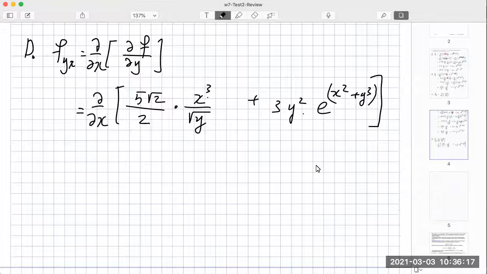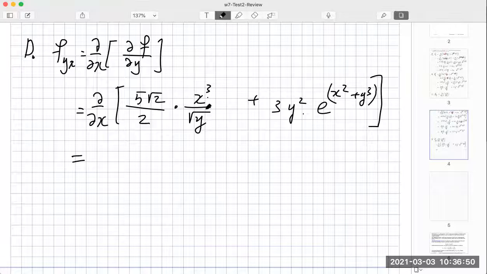So now let us continue. Here in question D, we want to compute f_xy. It means we take the partial derivative with respect to x of df over dy. In part B, we know that f_y, the partial derivative with respect to y, is this term. Plug it in here, and we have the partial derivative with respect to x of this.